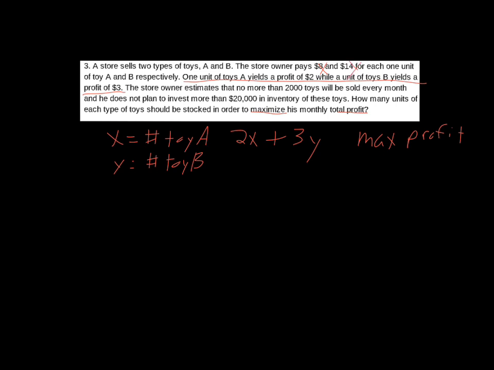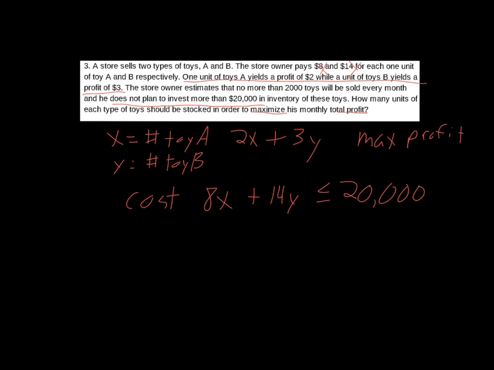So, how much does it cost? Well, toy A costs $8, so 8 times x is how much is paid in total for toy A, and 14y is how much is paid for toy B. What is our constraint on cost? Well, where else do we see money? It does not plan to invest more than $20,000. So that's no more than, or less than or equal to, $20,000. Okay, so that's cost.